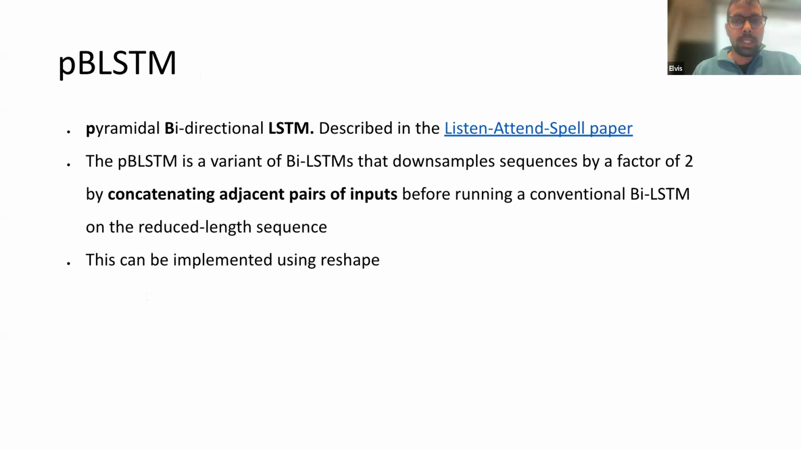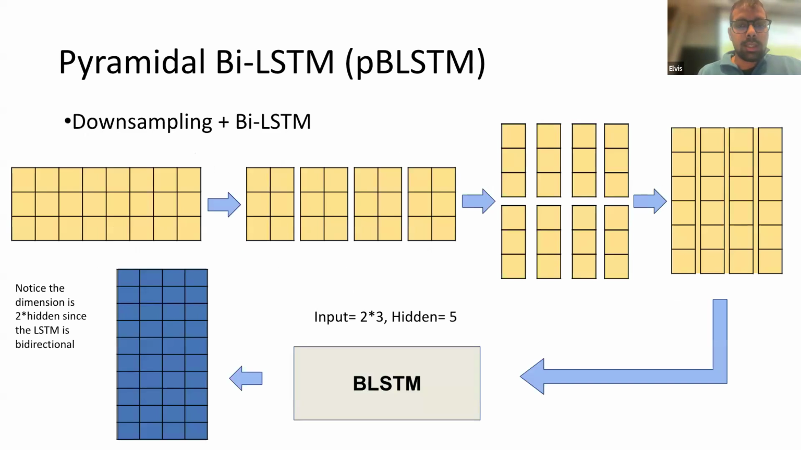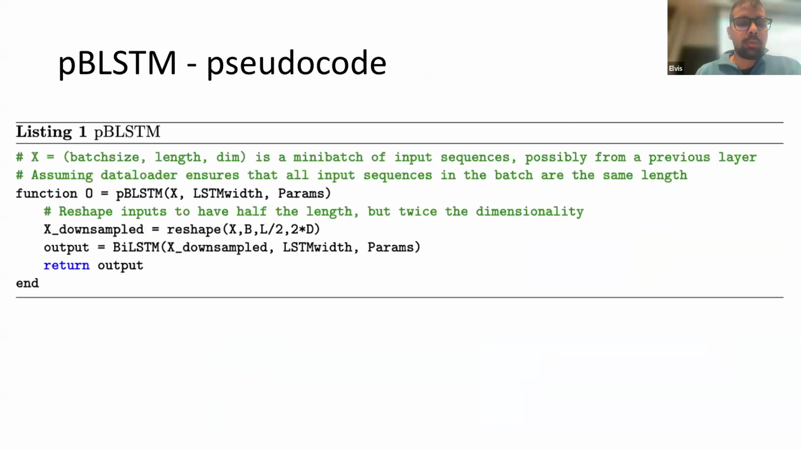The pBLSTM is described in this paper, which is a bidirectional LSTM variant of pyramidal LSTMs, which downsamples by a factor of 2, basically concatenating adjacent pairs of input. You can implement this by using reshape. This is a figure which explains how the downsampling and bi-LSTM works. Notice the dimension is 2 times hidden since the LSTM is bidirectional. We have provided you with the pseudocode of the pBLSTM. You can go over it, we'll put this on the website.